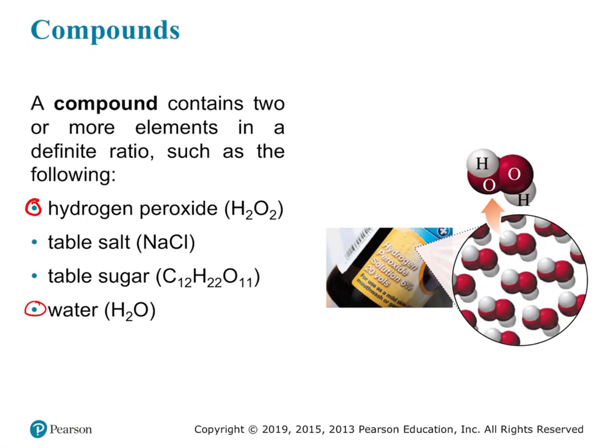And then table salt, so the kind of salt you use at home on your food, that always contains one sodium atom and one chlorine atom. And then table sugar has three different elements in it. There's carbon, which is represented by a capital C, and then hydrogen and oxygen. However, they always exist in a ratio of 12 to 22 to 11. And so this is just the typical sugar you would use at home in your coffee or tea.